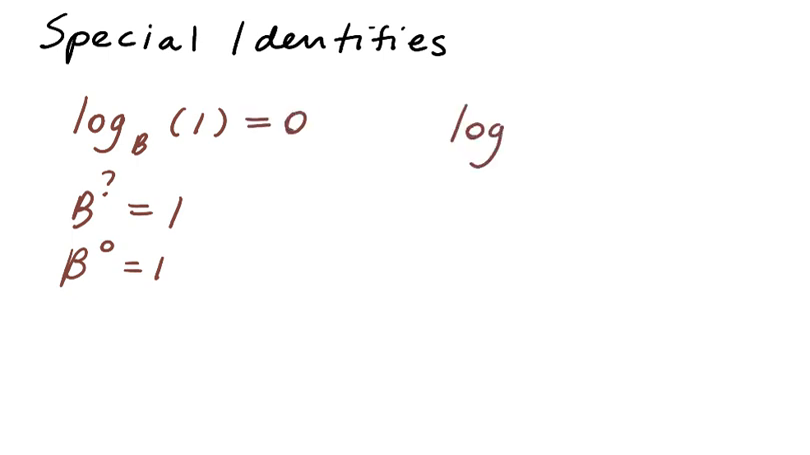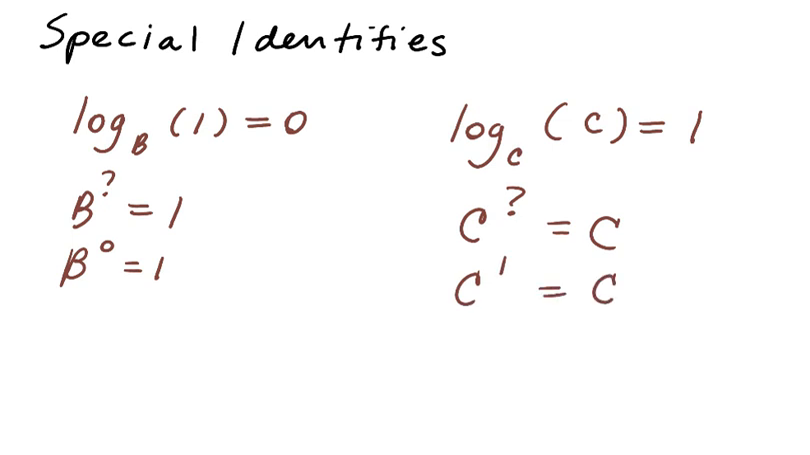And then the log with base c of just the same number. What exponent do I put on c to get c? You put the 1 exponent on it. So if you see the log with the base and argument the same, it would be 1, because if you take something to the 1 power, it doesn't change it. Those are just a couple of quick ones.